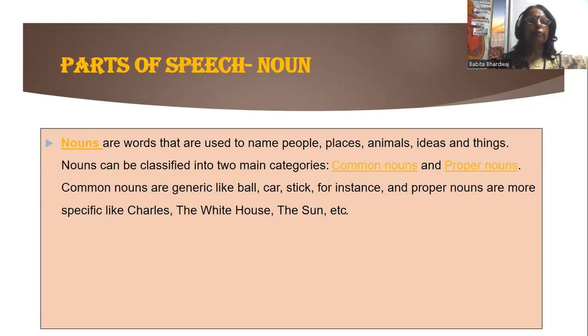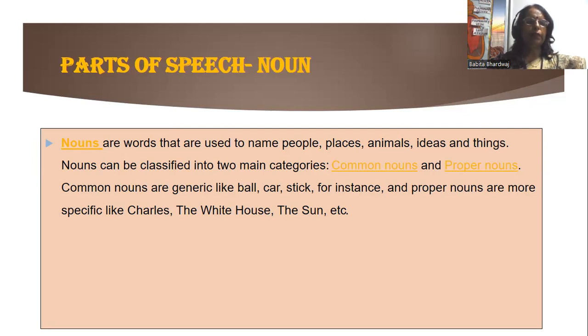So if we start with noun, I hope all of you are familiar with the term. Nouns are words that are used to name people, places, animals, ideas, and things. Nouns can be classified into two main categories, common nouns and proper nouns. These are the major categories, and we'll be discussing the other categories as well. Common nouns are generic, like ball, card, stick, for instance, and proper nouns are more specific, as the name indicates. They are more specific in nature.